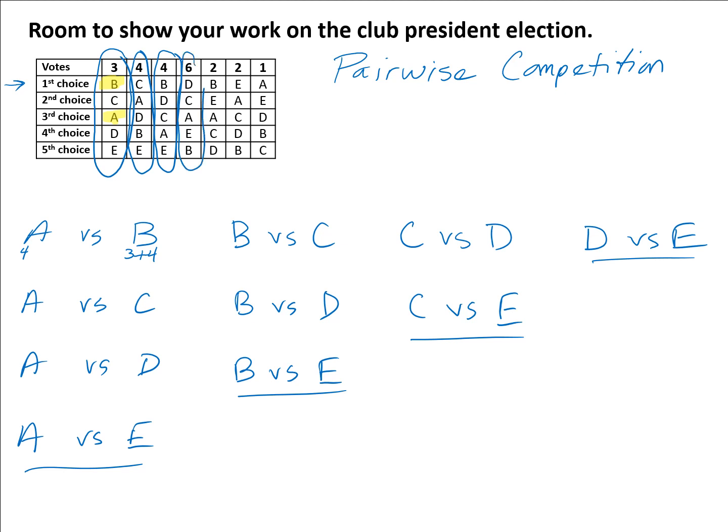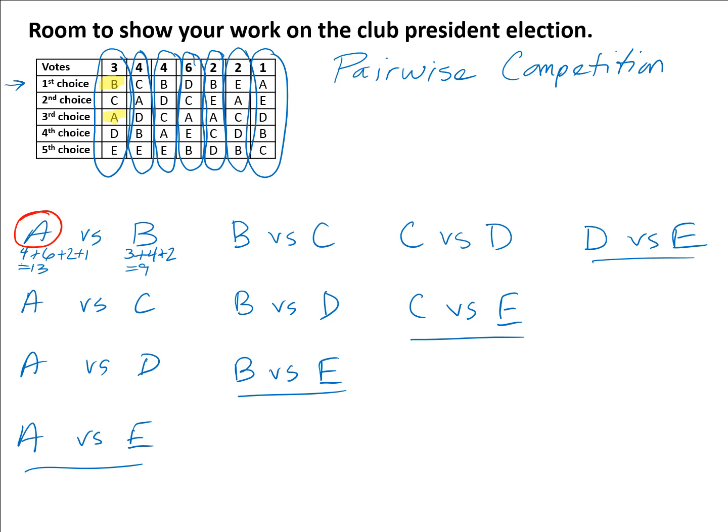In the next column, A is above B, so A gets 6 more votes. B is above A in the next one, so B gets 2 votes. In the next column, A is above, so A gets those 2 votes. And then in the last column, A is on top, so A gets 1 vote. Now you want to add up those votes. A is getting 13 if we add those up, and B is getting just 9. So A is clearly winning that particular battle.